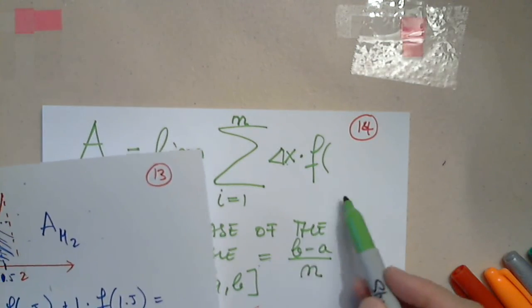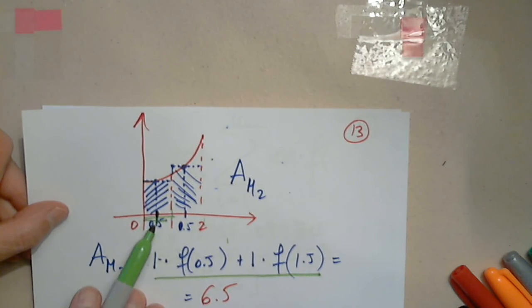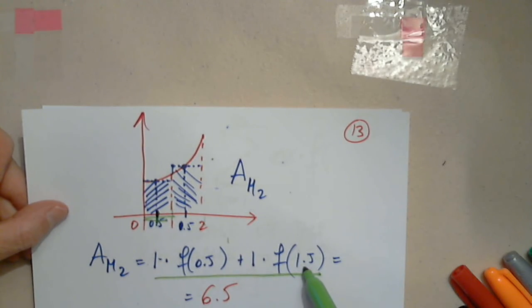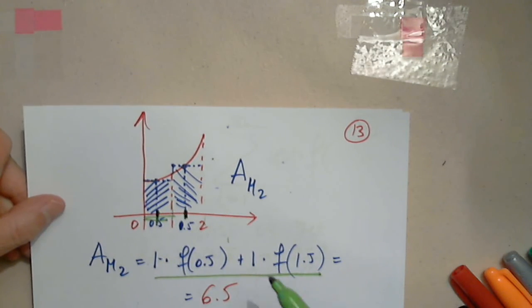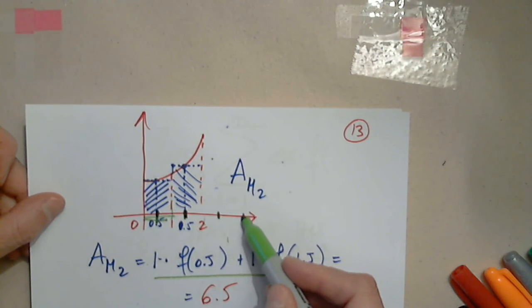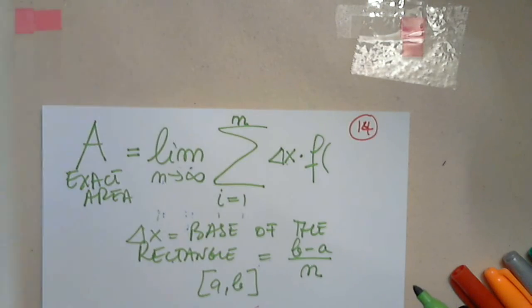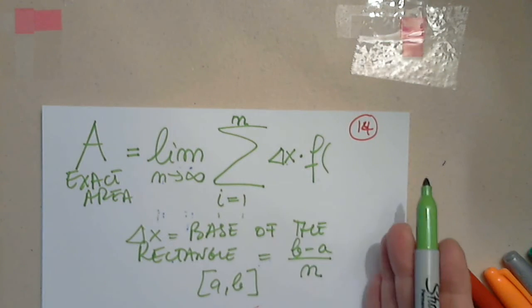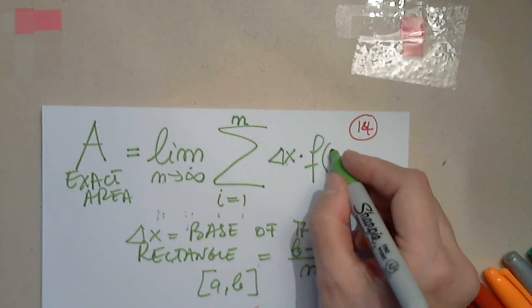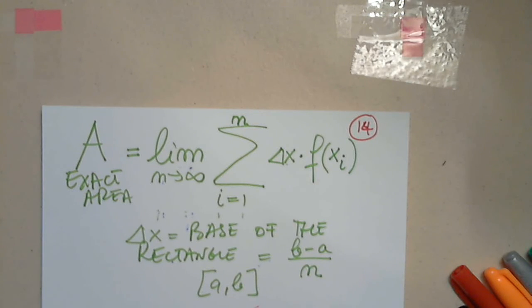But now let's establish this piece. In the first position, it was f of 0.5. In the second position, it was f of 1.5. In the third position will be f of 2.5. In the next position will be f of 3.5. In the next, f of 4.5. It will depend on i, depending on which subinterval we find ourselves. So this will be x with i. And this is this Riemann sum.